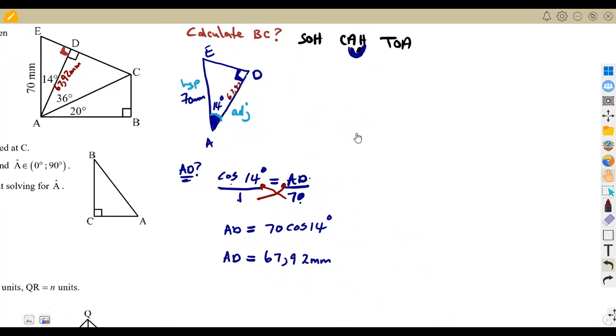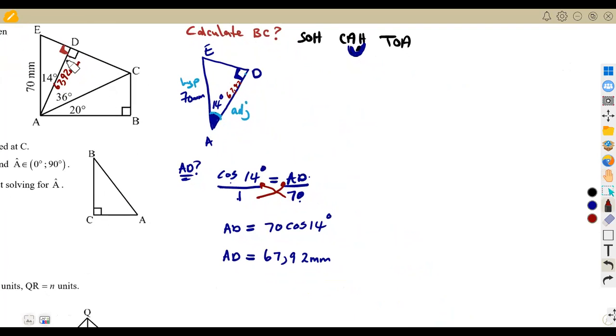So we can take that now to calculate AC, because we can see that we also have a right angle triangle here. So you can calculate AC, and AC helps us to calculate BC. Remember, guys, we need BC, so we have to walk step by step, okay?